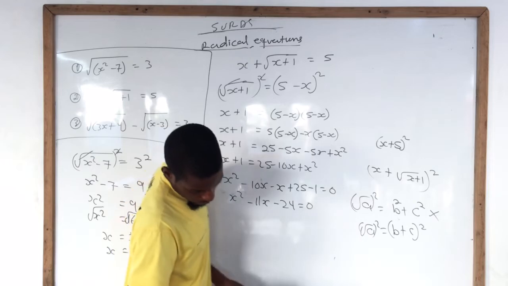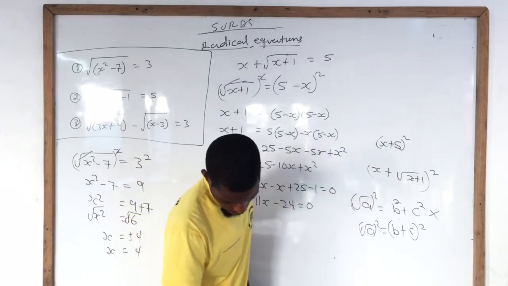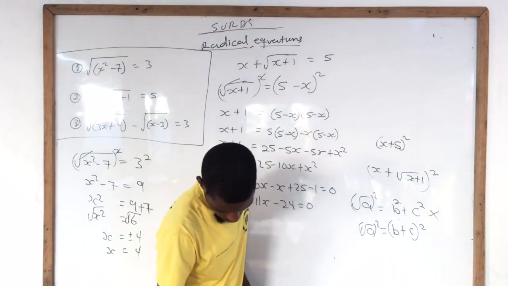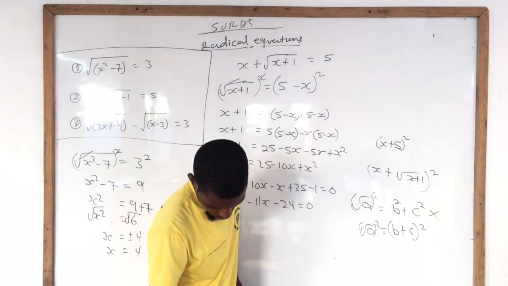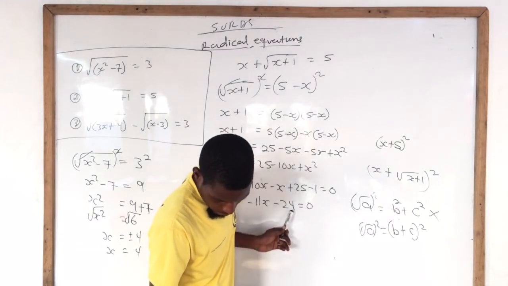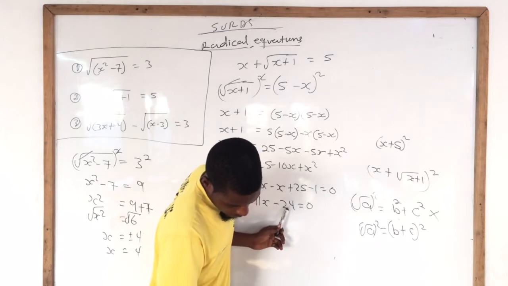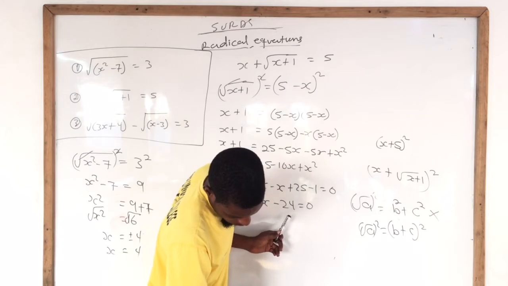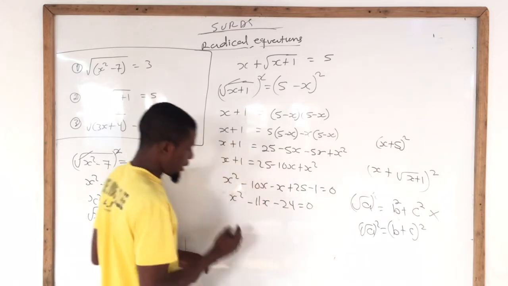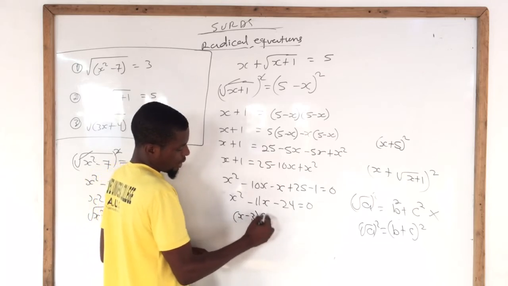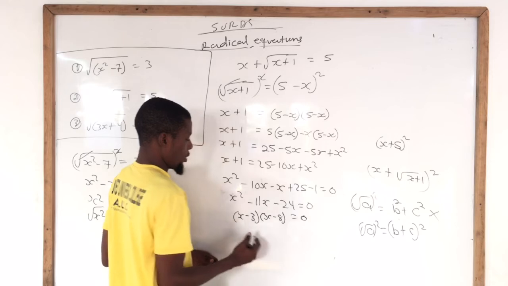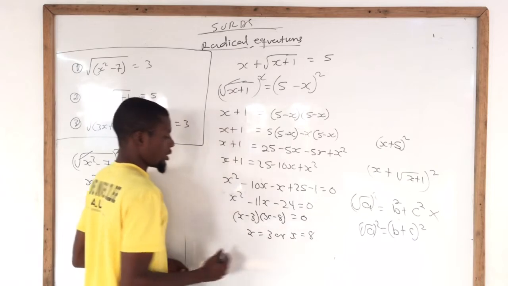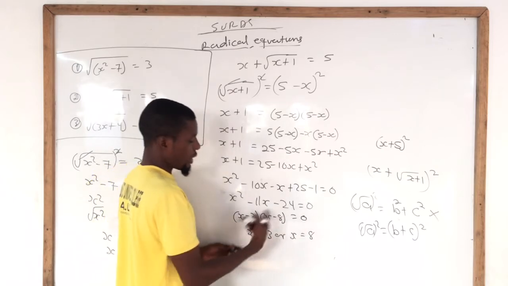So you solve this quadratic, and you have x minus 3, x minus 8 equals 0, which means that x is equal to 3 or x is equal to what? 8. Because if x minus 3 is equal to 0, then x is equal to 3.